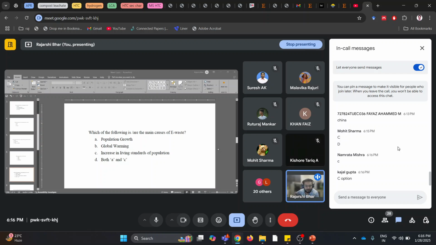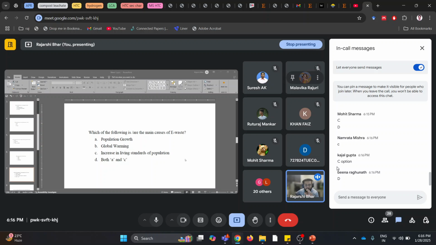Because just as we discussed right now, the amount of e-waste getting generated depends on the living standard of the population. Higher the living standard, more is the amount of waste generated. That is the common statistics that people have observed. But at the same time, we just discussed that population is another aspect that can determine the total quantity of e-waste generated from a geography. So both population as well as the living standard are responsible for governing the quantum of e-waste generation from a certain region. So that is why option D, both A and C, is the correct answer.